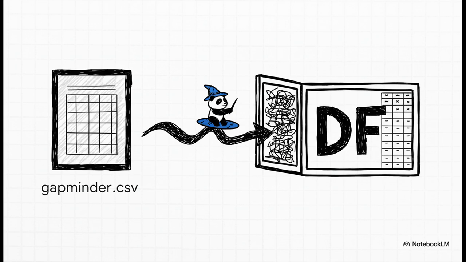Okay, now that we have pandas, we can use it to actually read our data file. With this command, we're telling pandas to read the CSV file named gapminder.csv. Then we're telling it to store everything it finds into a variable we're just going to call df.